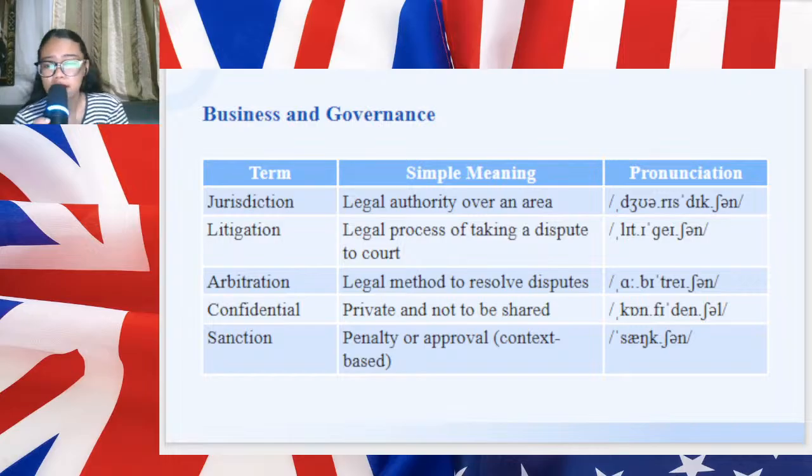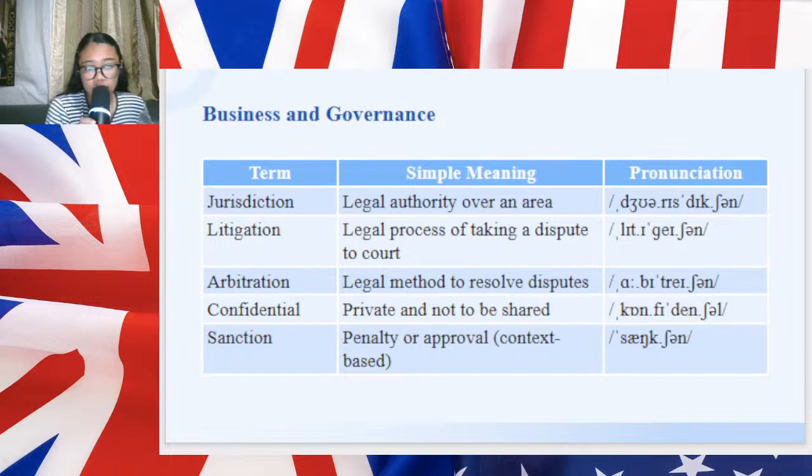Next is business and governance. Of course, let's start with jurisdiction. Okay, jurisdiction. This is a legal authority over an area. It is a fundamental concept in law and governance because jurisdiction defines the limits within which a legal entity can operate and make binding decisions.